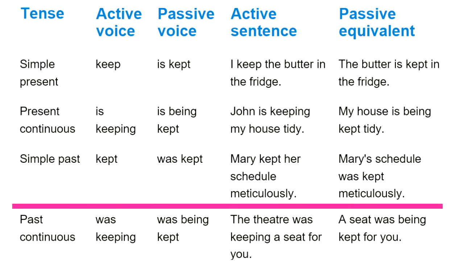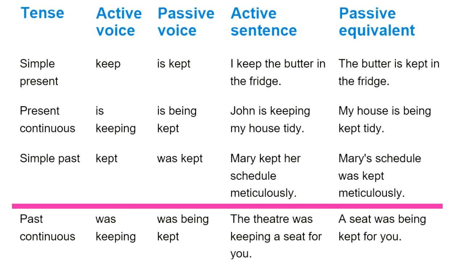Then let's see past continuous. In past continuous, the active voice will be was keeping and the passive voice will be was being kept. And the example of active voice will be the theater was keeping a seat for you, and the passive voice example will be a seat was being kept for you.